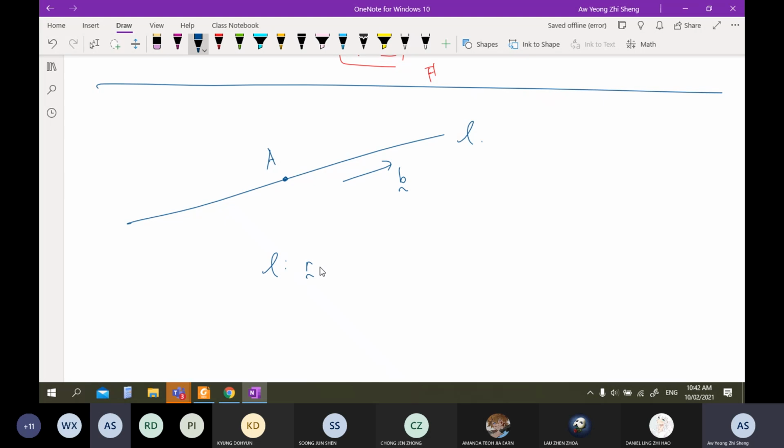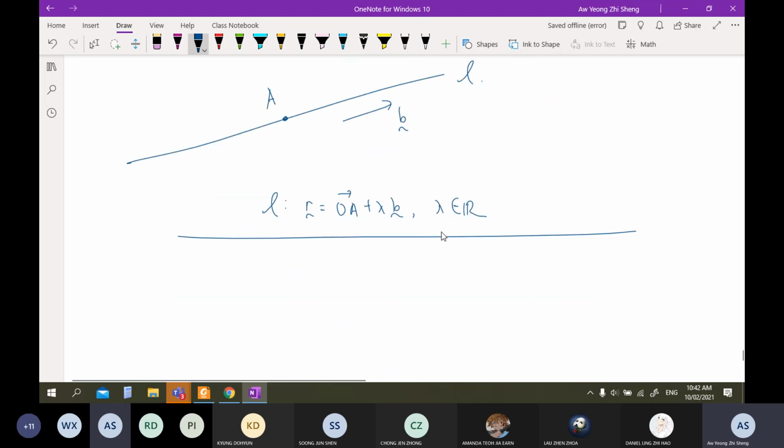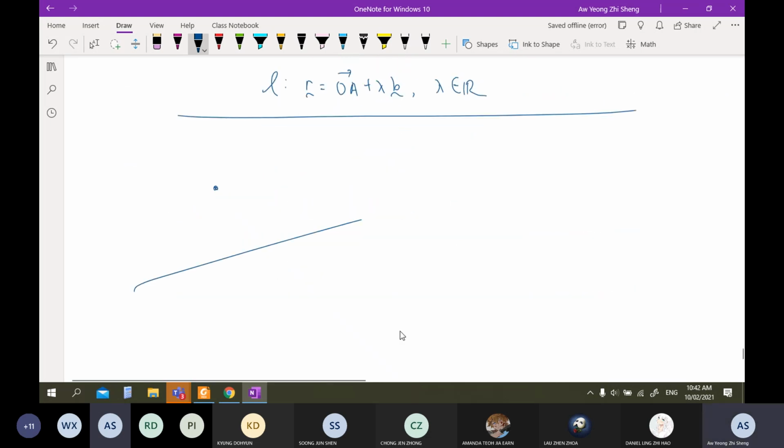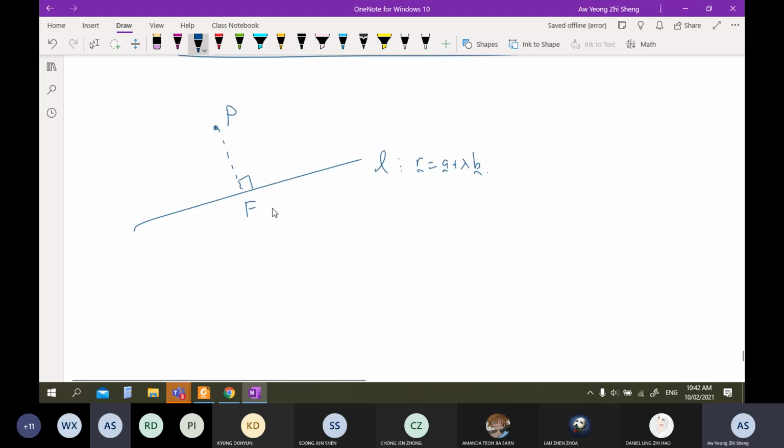Then you can always write R equals the vector OA plus lambda times B, where lambda takes all real values. Then next, we learn the interaction between point and line. Given an external point P, the very popular thing to find is the foot of perpendicular, which I call F. Let's just suppose that L here is R equals A plus lambda B. So the procedure for finding foot of perpendicular, first step is always to note that F lies on L. F lies on L, then you can write OF is equal to A plus lambda B.